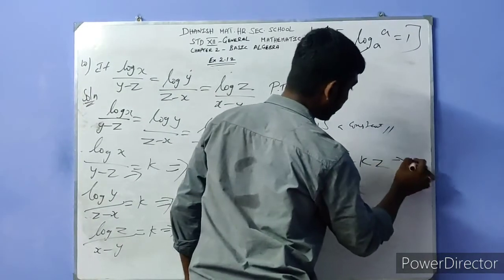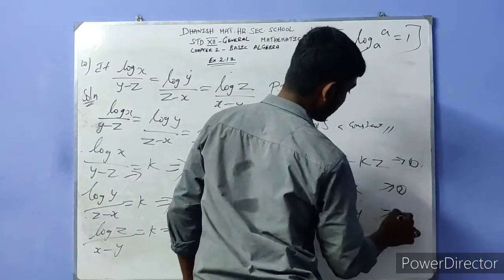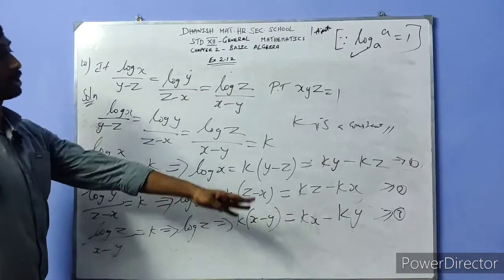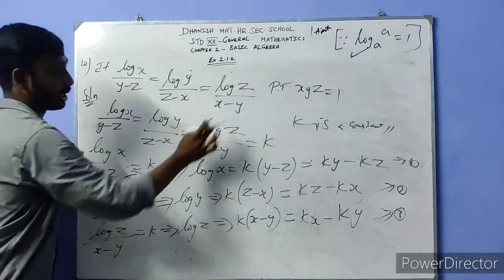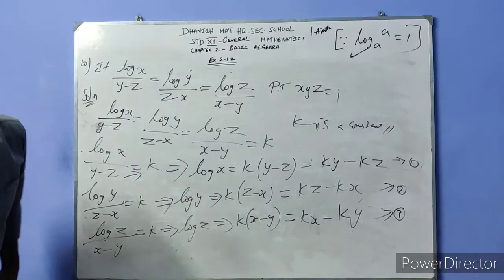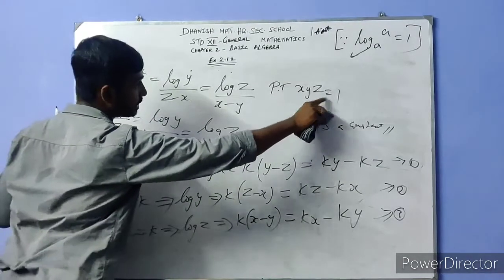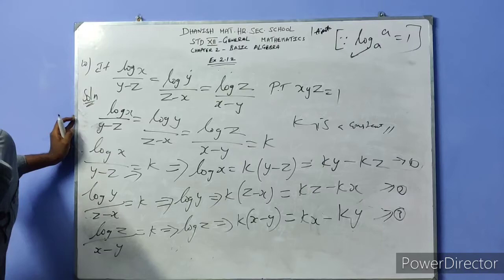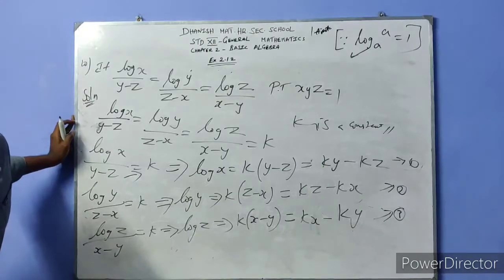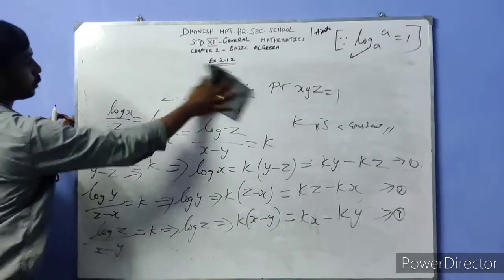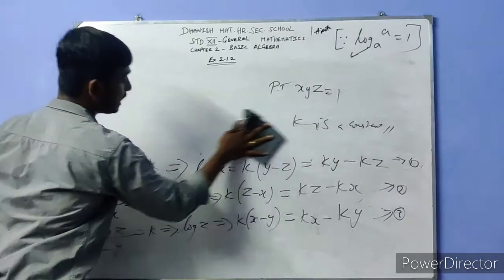So what equations are we getting here? That will be 1, this one is 2, and this is 3. Now we are going to substitute these 3 values here. So how to substitute this one? Now adding these 3 equations, we are getting xyz equal to 1. That is what is given. Then prove that xyz is equal to 1. Now we are going to prove it like this. Now adding the three functions here.